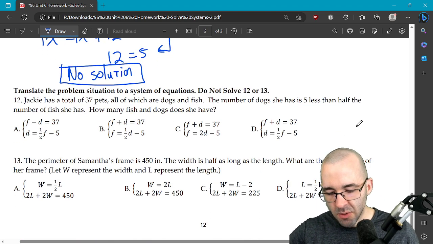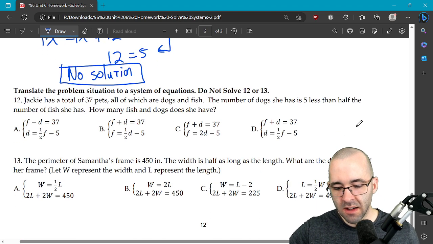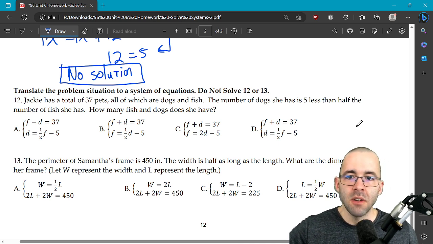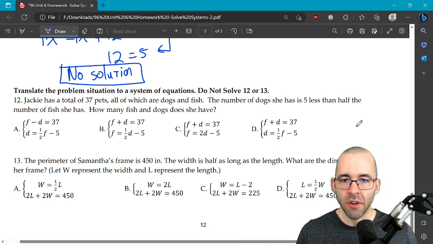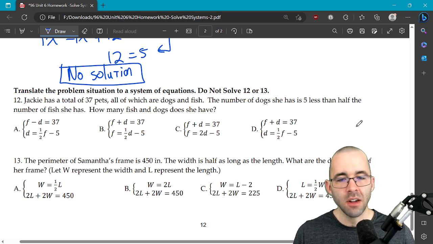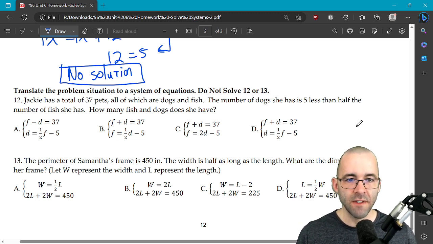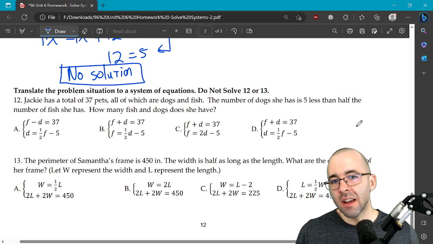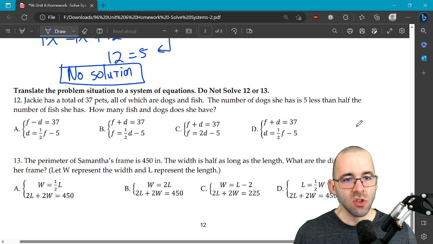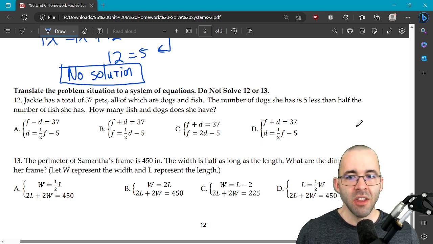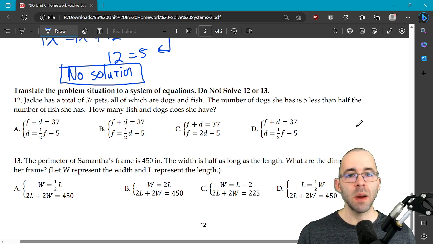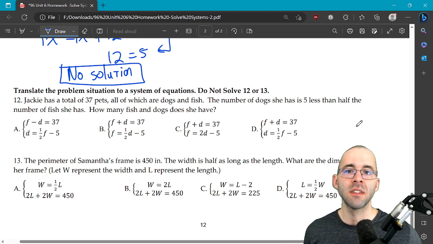Last thing I want to look at is number 12. So it just wants to translate into a system, and it doesn't want us to solve. If Jackie has a total of 37 pets, and all of those pets are either dogs or fish, that's one piece of information. The second piece of information is that the number of dogs she has is 5 less than half the number of fish she has. How many fish and dog does she have? We can solve this question by putting it into a system of equations.